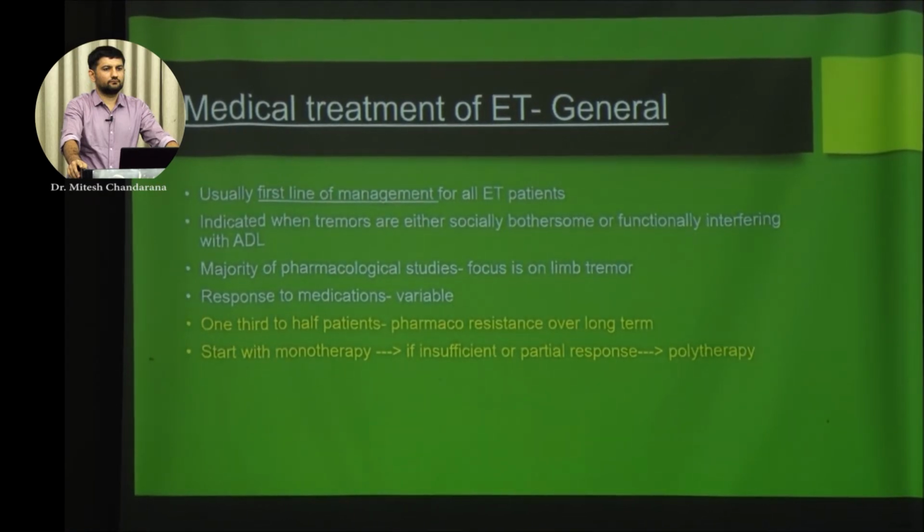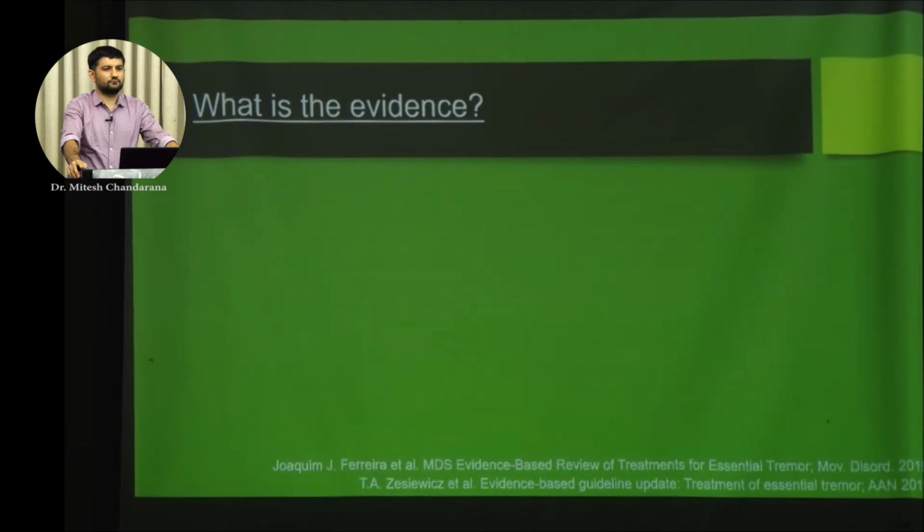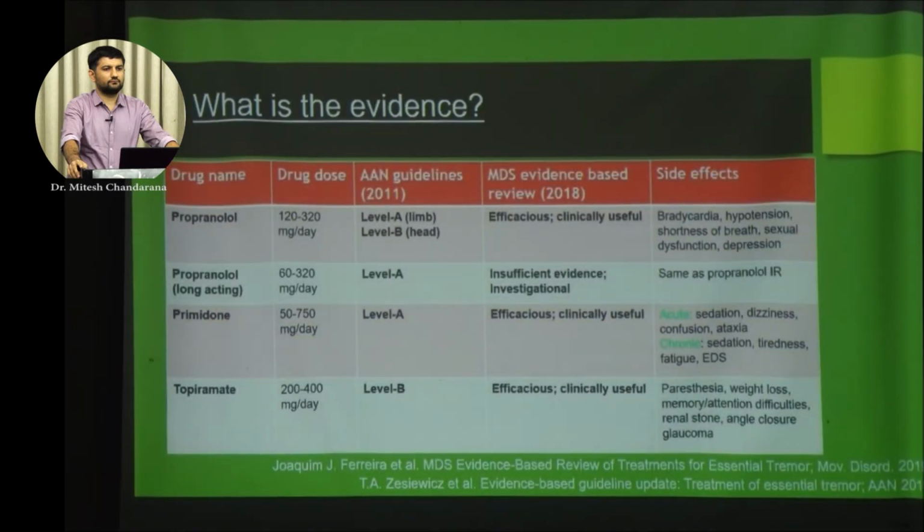The dictum is start with monotherapy. If insufficient or partial response, go to polytherapy. So what is the evidence for treatment of ET? If we see, the level A evidence is only for propranolol and primidone, and also including long-acting propranolol. But if we see the MDS evidence-based review, that is a recent one, 2018, they have also included topiramate as efficacious and clinically useful, but only at a higher dose of 200 to 400 milligram per day, not at the lower dose. 5 studies were done, 4 studies were positive at 200 milligram and above, 1 study was negative, that was 50 to 100 milligram per day.